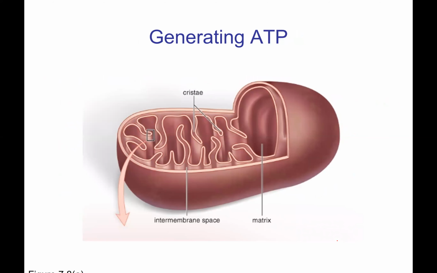So here's just a picture of our mitochondria. Again, the cristae are the folds. This is where we are going to have the prep reaction take place and the electron transport chain take place. The matrix is where our citric acid cycle is going to take place.